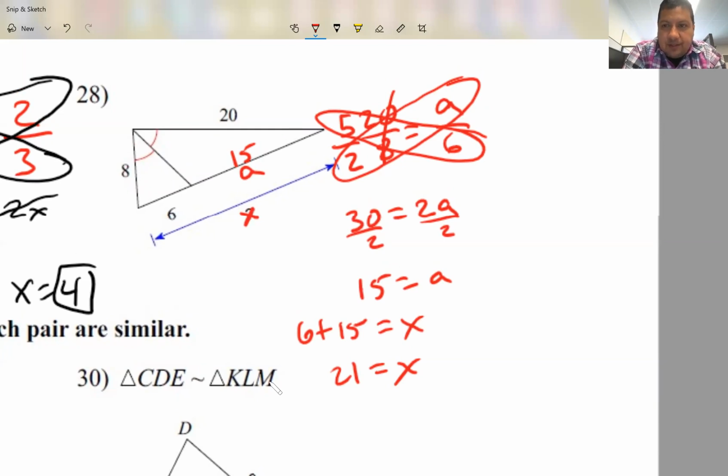Okay, so I showed you both methods. Again, Common Core, the phrase Common Core is awesome. I can show you various ways on how to do it. You do it the way you're comfortable with. That's what Common Core means.